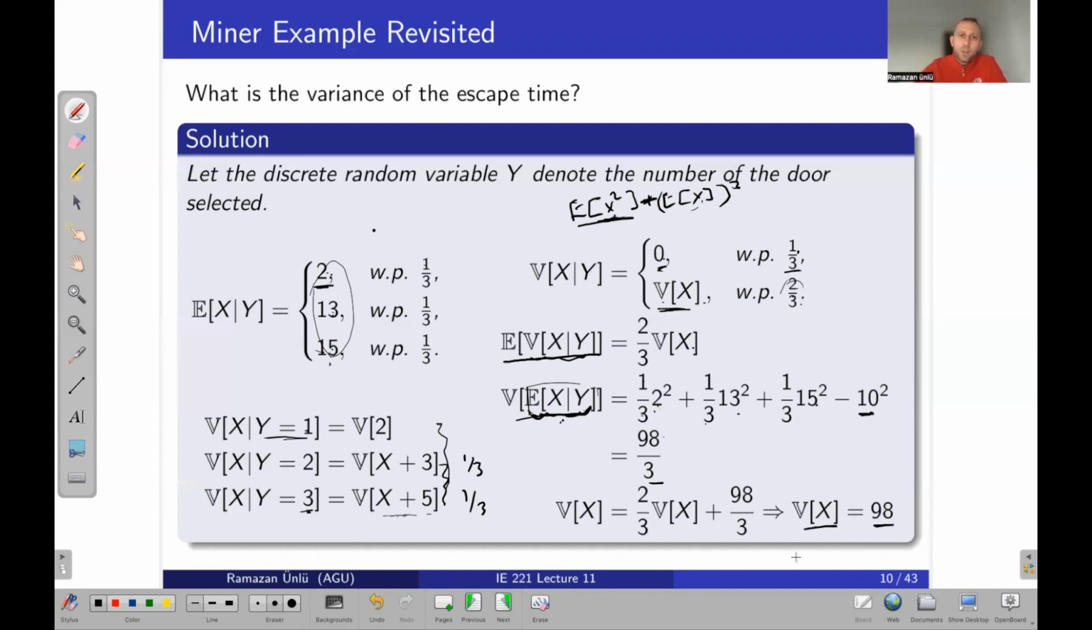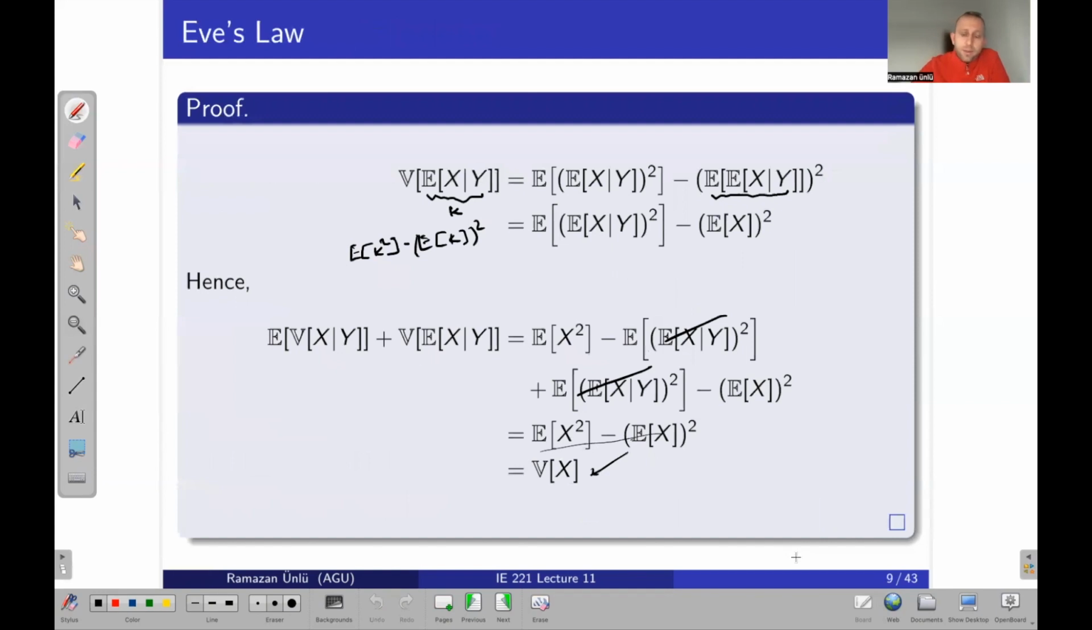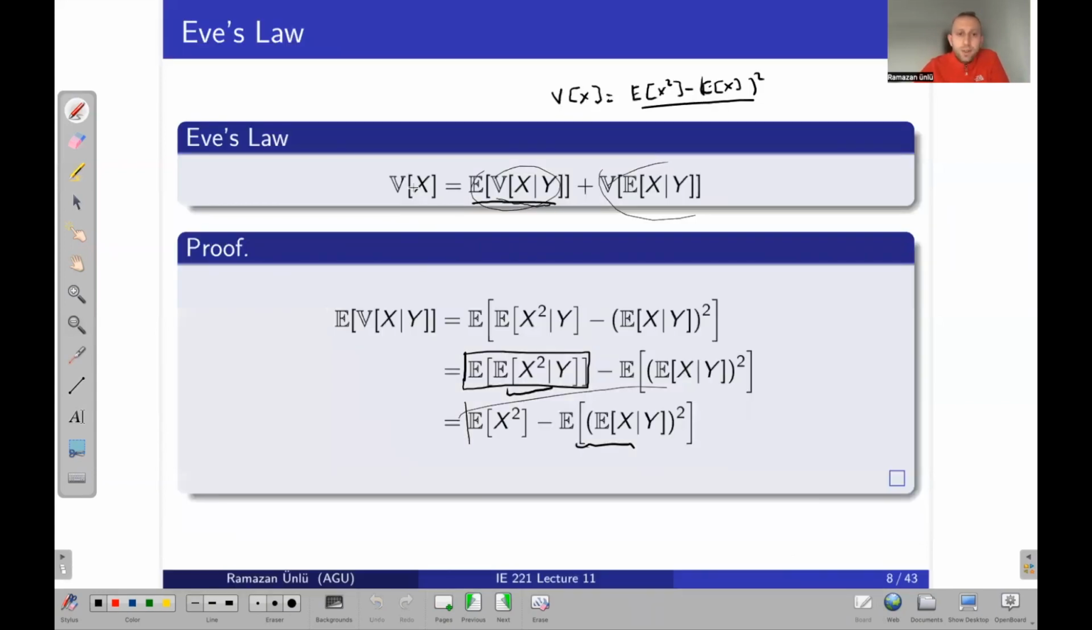So that is how we can use Eve's law to calculate the variance by using the conditional variance and the conditional expected value. Okay, so I hope that's clear. And sometimes using these formulations to calculate the unconditional variance will be much easier than the traditional way. Okay, so that is the end of part 3, and I will see you in the next part.